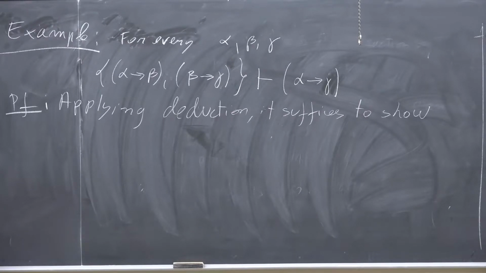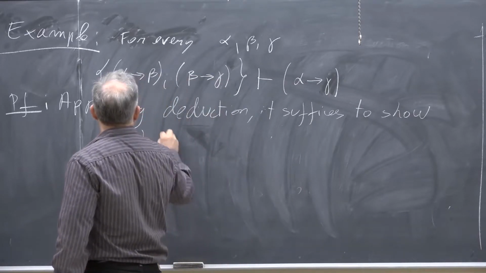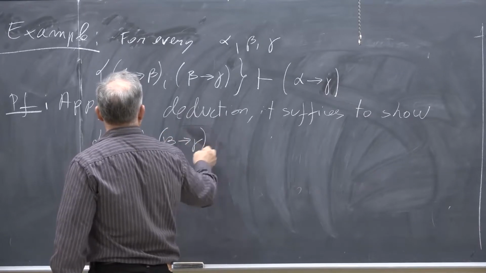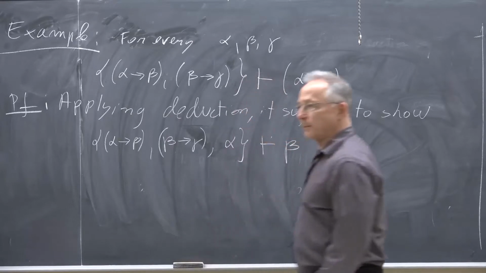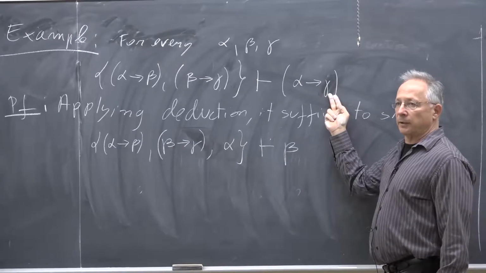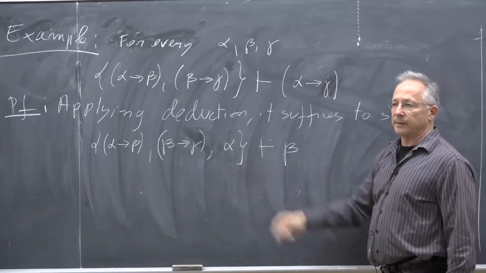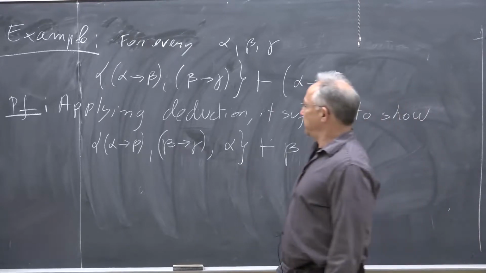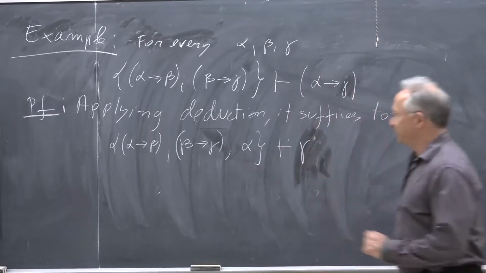So what will suffice to show here? It will suffice to show that from alpha arrows beta, beta arrows gamma, which is my old sigma, but now I pulled alpha in, I can prove gamma. Because the deduction theorem tells you if you want to prove an implication, you can pull the head into the assumptions. Yes? There should be a gamma on the right-hand side. Right.